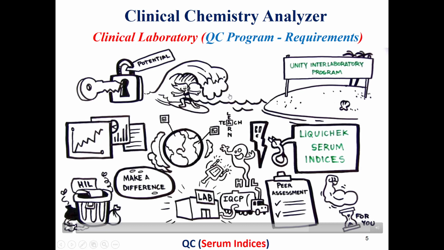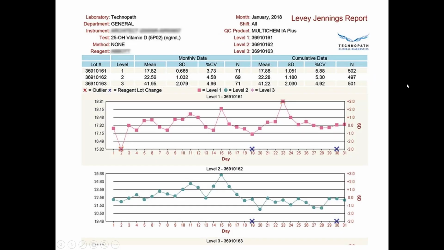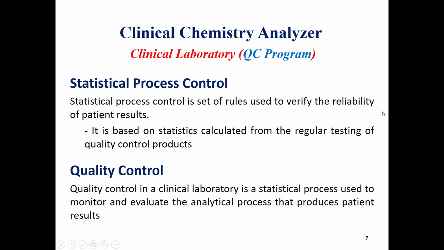So as we have seen, the requirements will be, as we said, the quality control product, the running of the quality control product, as well as a software in order to analyze the results and decide if the results are reliable or some actions should be taken. Here we can see an example of the analysis of QC results for the serum indices.